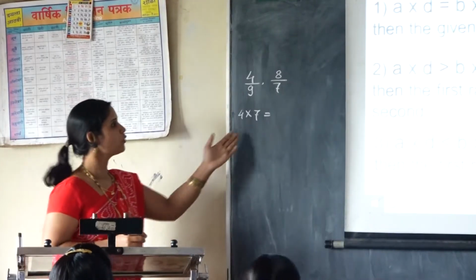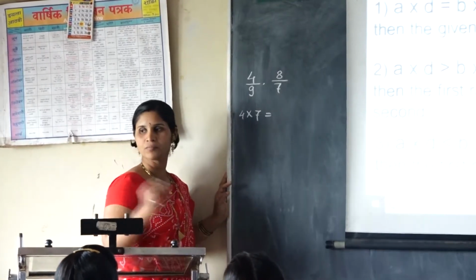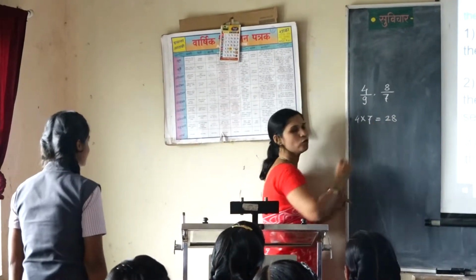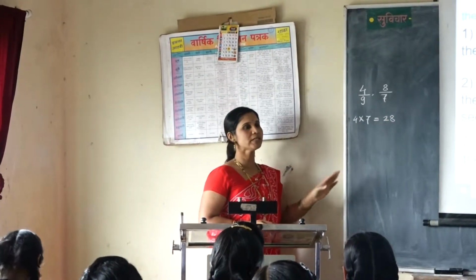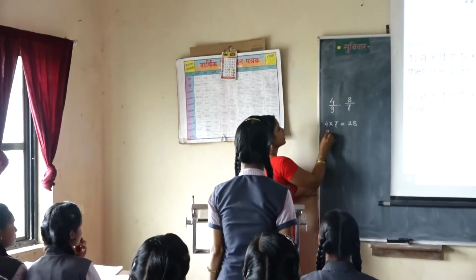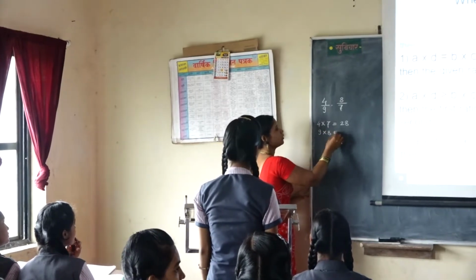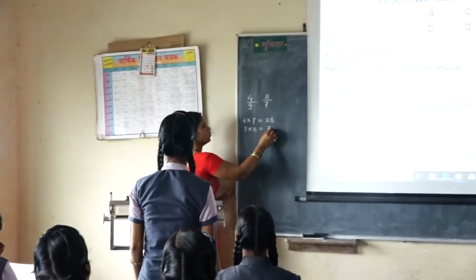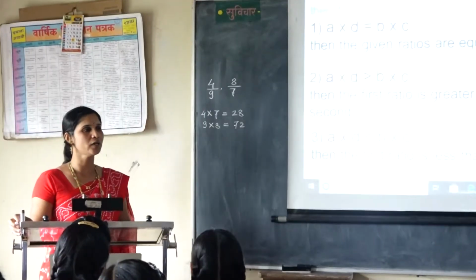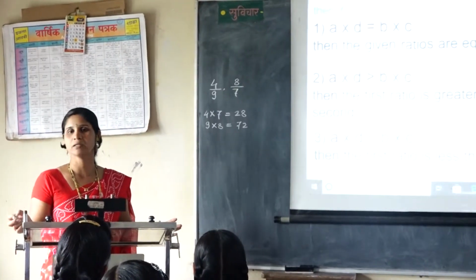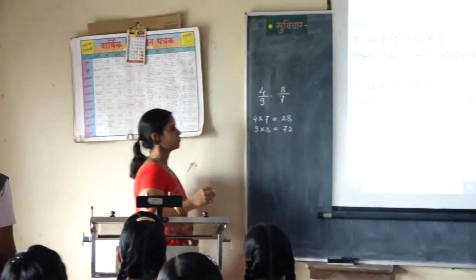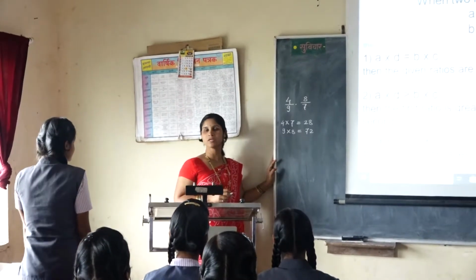What can we get? 4 into 7? 28. Very good. Then tell me the second cross product. 9 into 8 is equal to 72. Very good. Then tell me which cross product is greater than the other. The second cross product is greater than the first product.